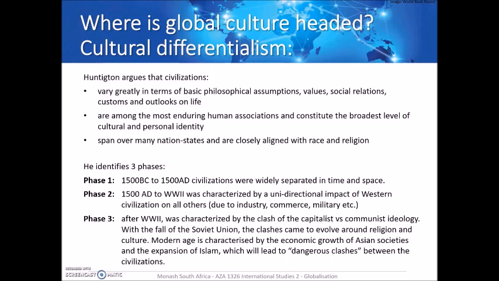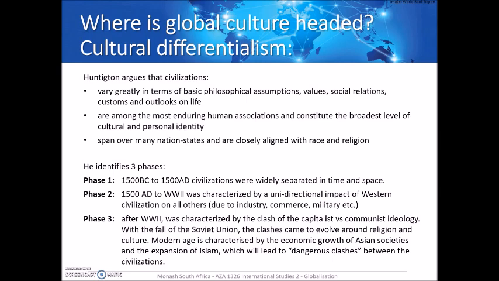And he looks back in history and identifies 3 phases. The first one, from 1500 before Christ to 1500 after, where he argues that civilizations were separated in time and space and pretty much left to themselves, with very little interaction or clashes. Then there's a phase 2, from 1500 up to World War II, characterized by a unidirectional impact of Western civilizations on all others. It's obviously the time of colonization. Western civilizations dominated commerce, trade, slave trade, everything, right?